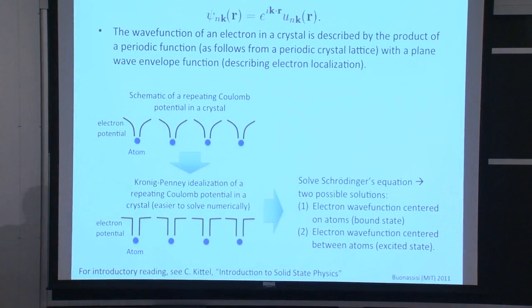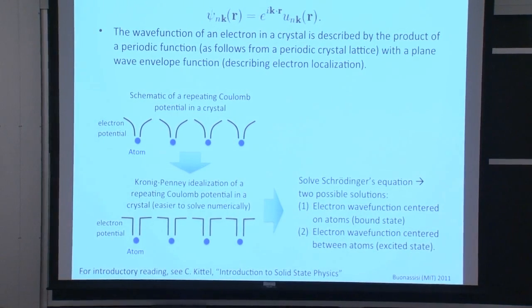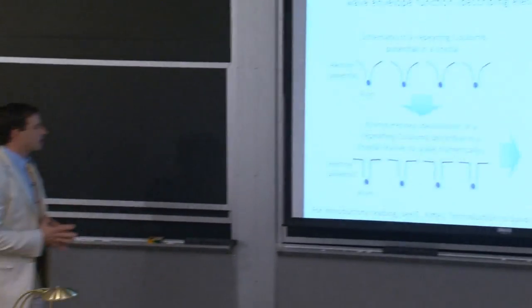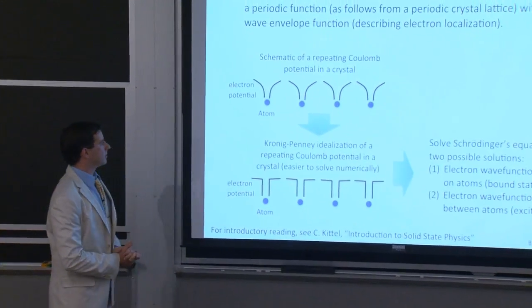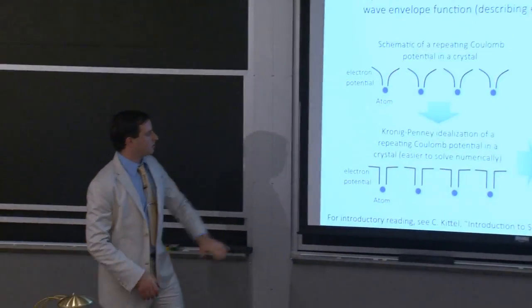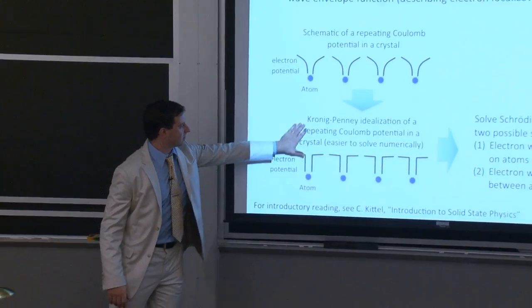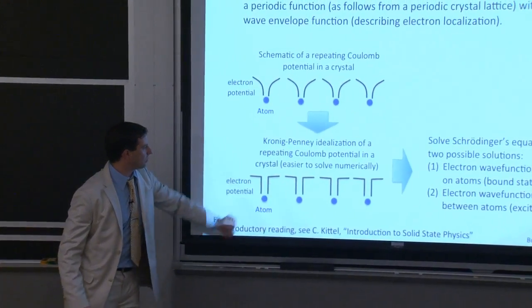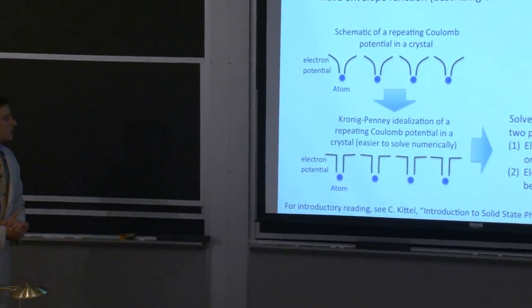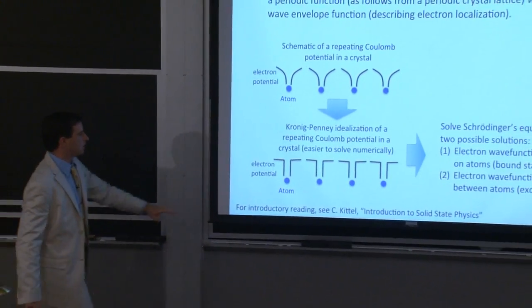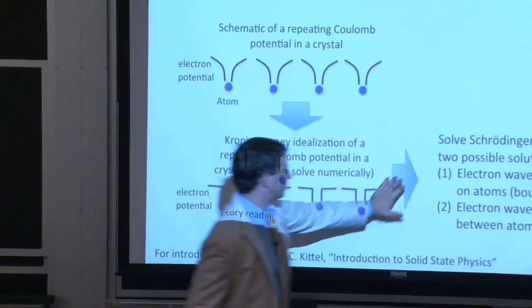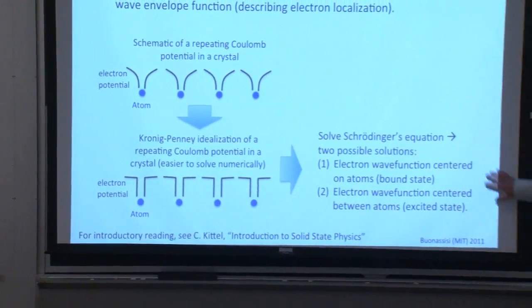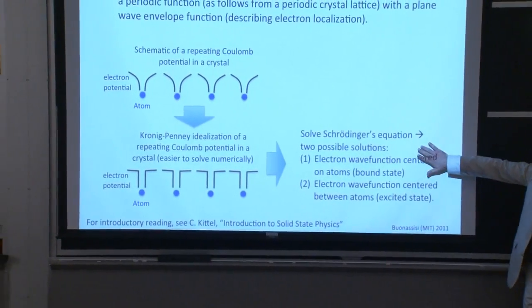Now, an easy way to describe this mathematically is to make an approximation. Instead of describing this potential in detail, the easiest way is to describe this square well potential. We have a so-called Kronig-Penney idealization of the repeating Coulomb potential. It's easier to solve numerically.